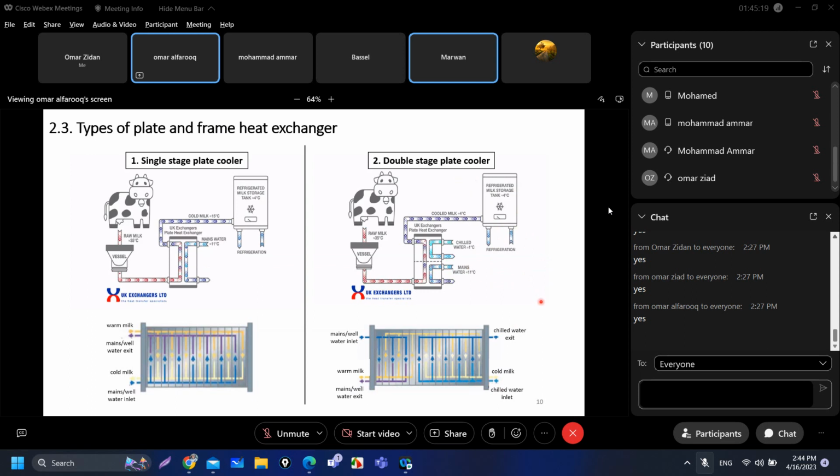Omar, I just have a quick question here. For the single plate cooler and the double stage, both of them are giving me the same output in Celsius? No, the single stage gives you 15 degrees Celsius. Double stage gives you 4. But here at the refrigeration of the single stage, the storage would be at 4. How? Yeah, the storage is at 4 because we use an additional refrigeration system. Refrigerant will enter, recirculate around the tank, and then leave.